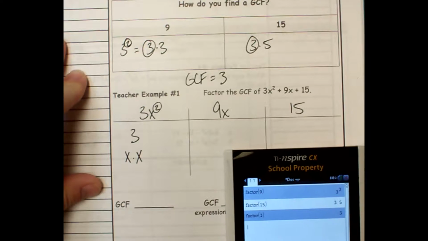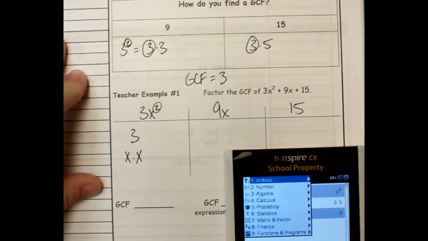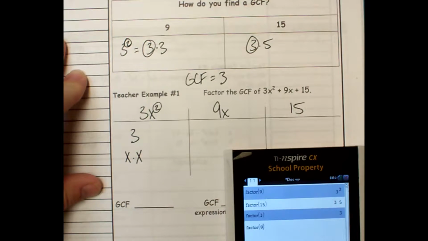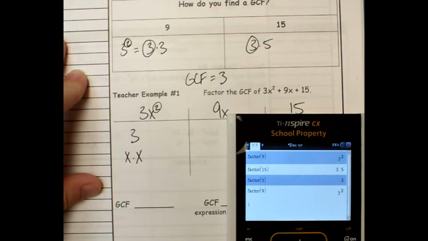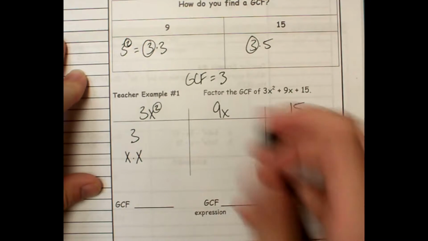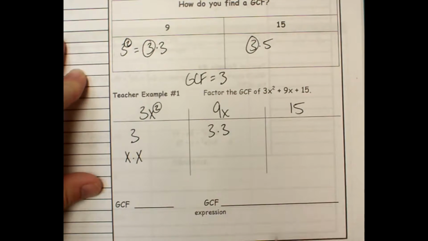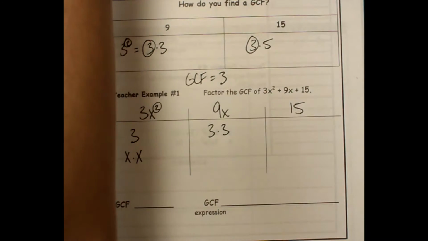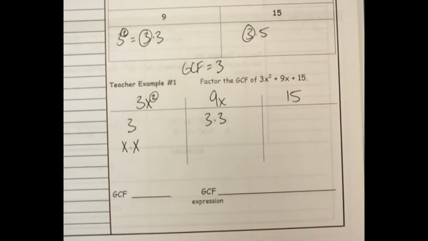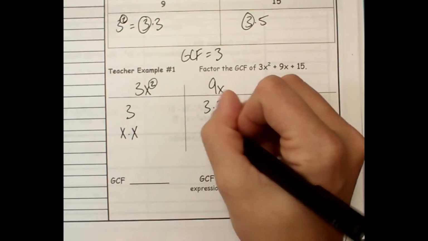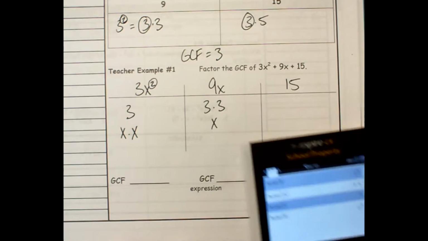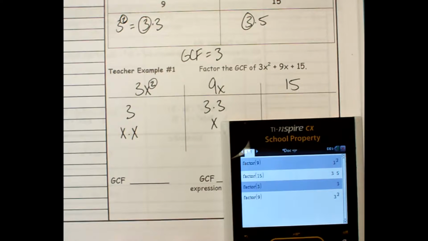So let's factor our 9. So we have menu 2, 3, and let's type in 9. It's a 3 squared. Sorry if you can't see that. 3 squared, so that means we have 2 3's. Our exponent for the x is just a 1, so that means we have 1 x. Now let's factor our 15. So menu 2, 3, type in 15. We have 3 times 5.